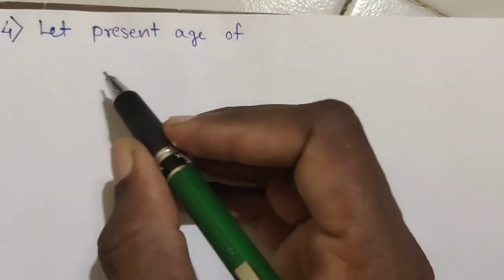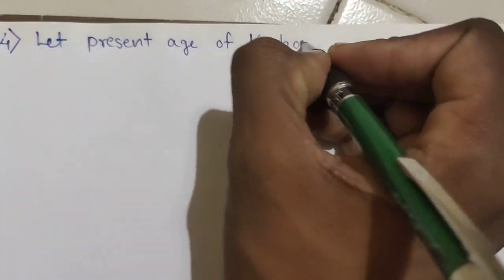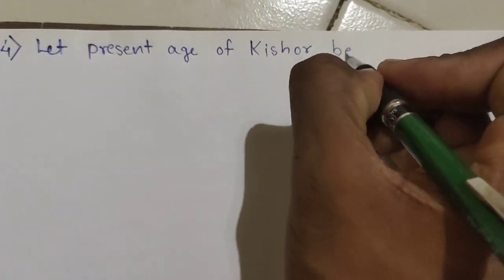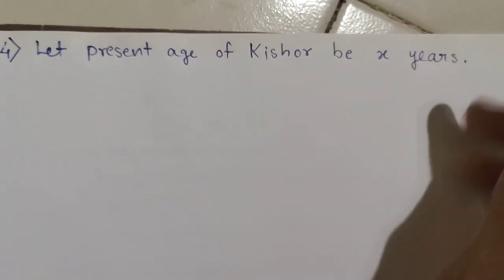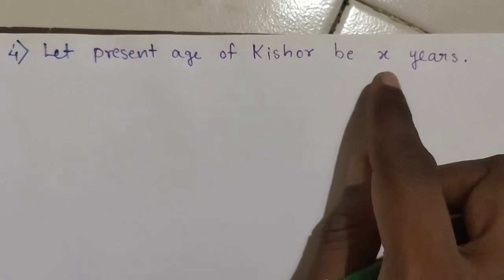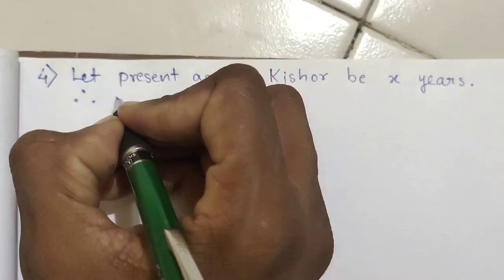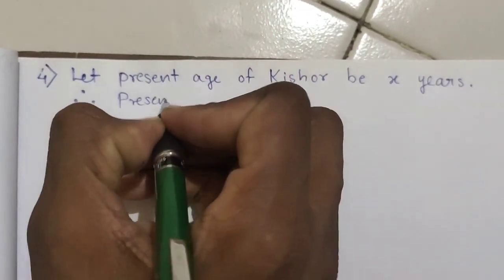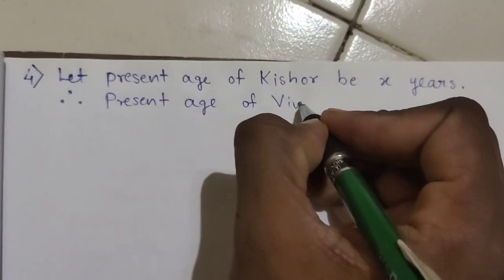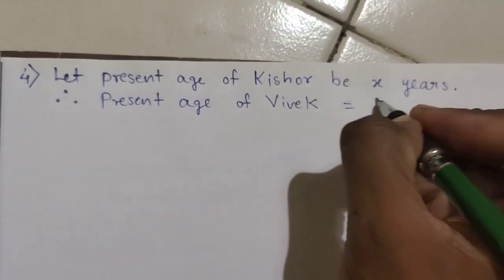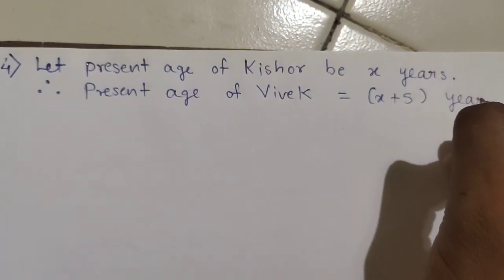Okay, let the present age of Kishore, who is younger, be X years. Since we have taken Kishore's age as X, the present age of Vivek will become X plus 5. So we can write here X plus 5 years.